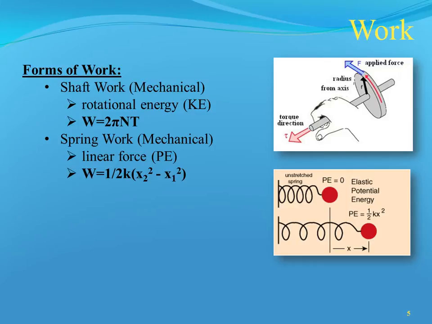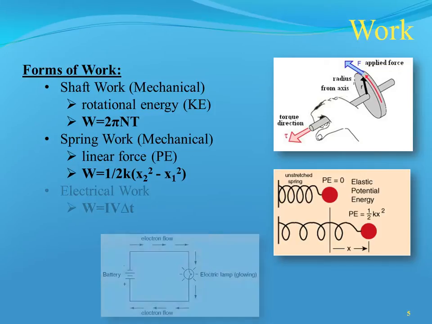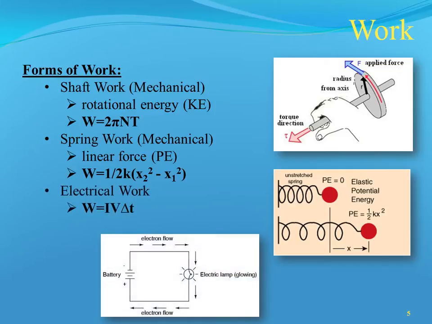We have the spring work. So spring work is also mechanical. In this case, we have a linear force, and the PE just means potential energy, right? So the work is equal to 1/2 times the spring constant, which is that K term there. And then we have x2, which is just a final location squared minus an initial location x1 squared.